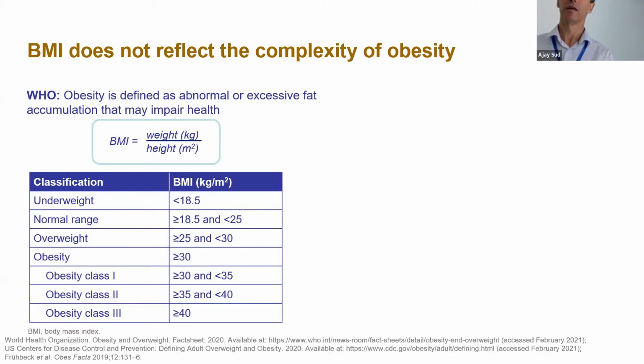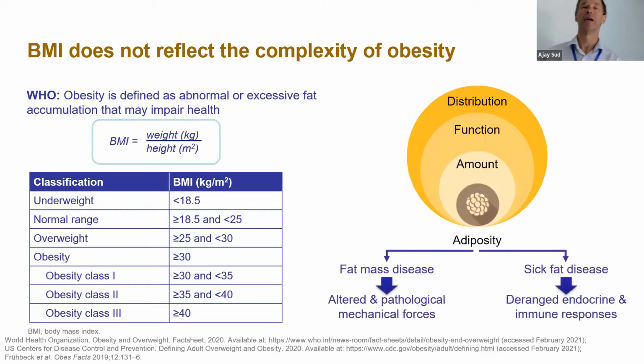And body mass index has a lot of flaws. It was designed as a way of estimating health risk for insurance purposes in the 1920s. And that is the origin of body mass index. And it is imperfect because it doesn't tell us about body fat. It doesn't tell us about function. It's a very weak surrogate.